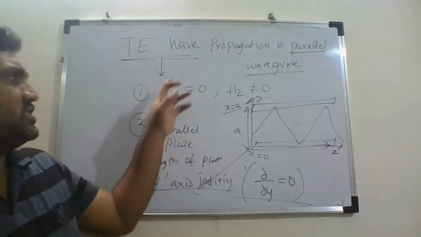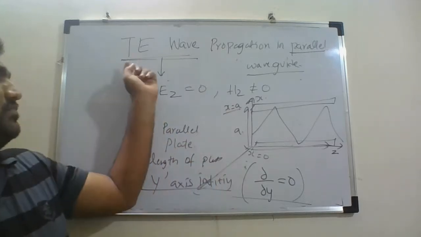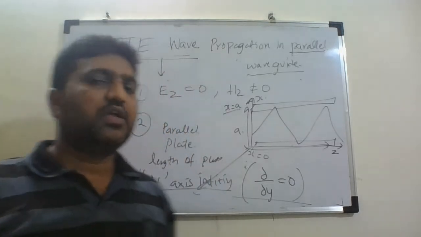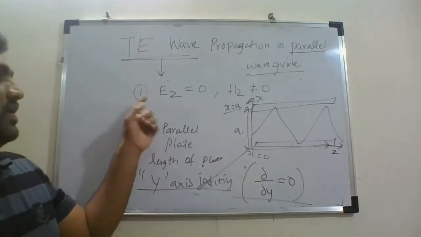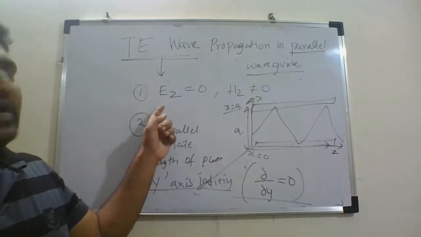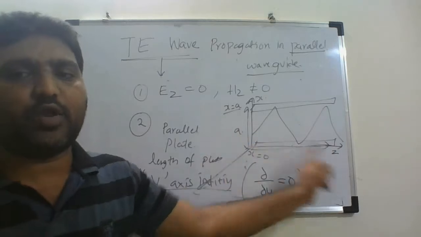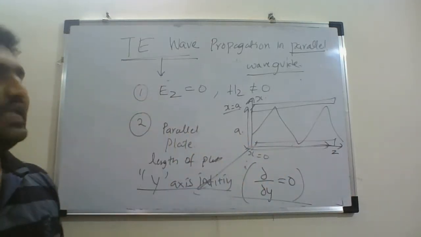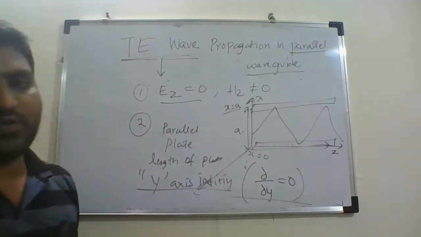Firstly, as I said, we are considering a TE wave, a transverse electric wave propagation. For a transverse electric wave, the electric field component along the z-axis, that is the longitudinal component of the electric field, is always equal to 0. So Ez is equal to 0. That is point one.